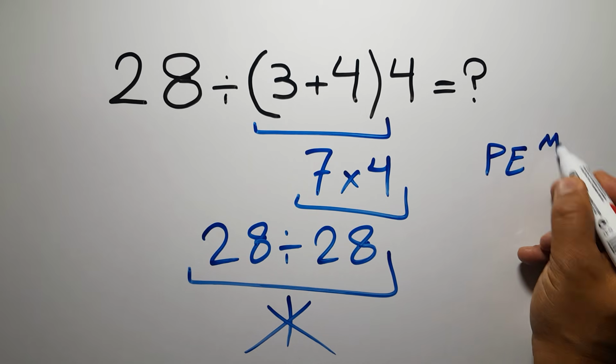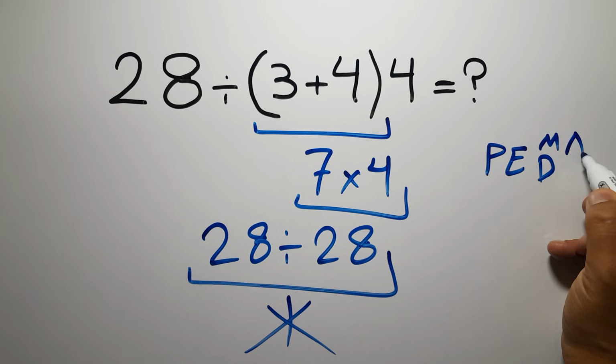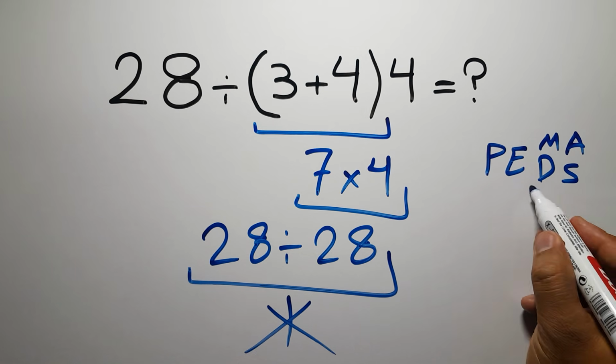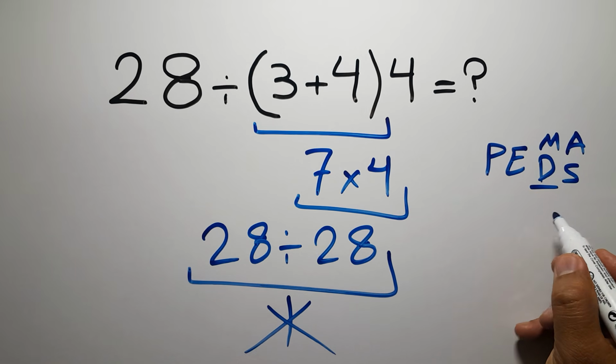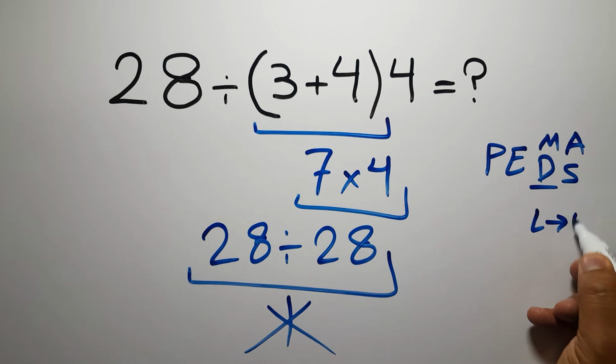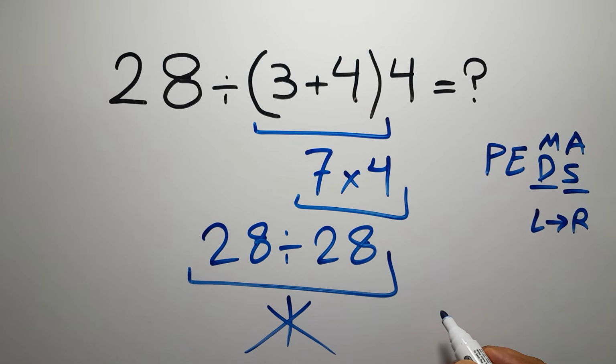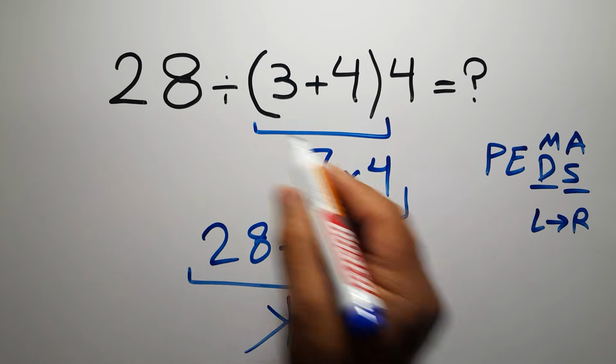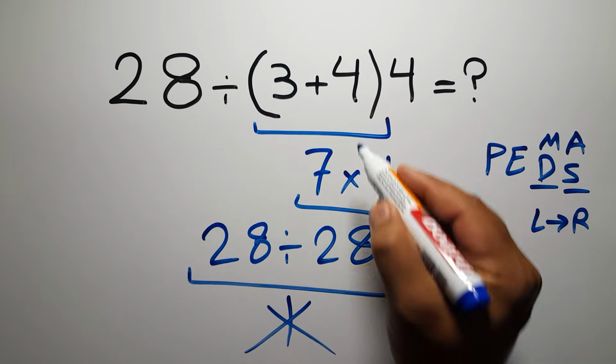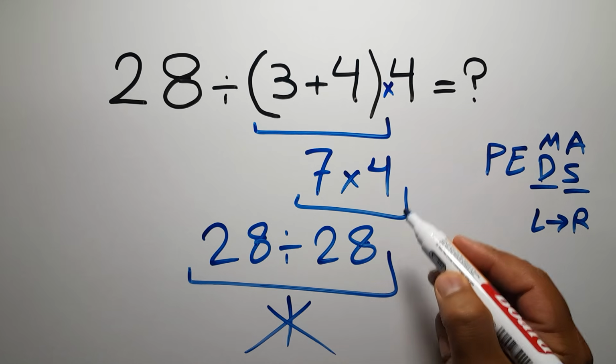exponents, then multiplication or division, and finally addition or subtraction. Remember that multiplication and division have equal priority, and we have to work from left to right, and the same applies to addition and subtraction. In this expression, we have one division, this parentheses, and one multiplication.